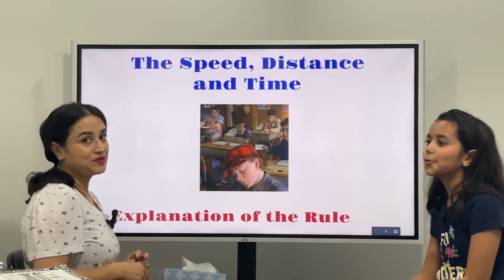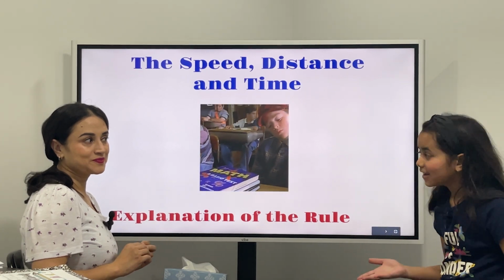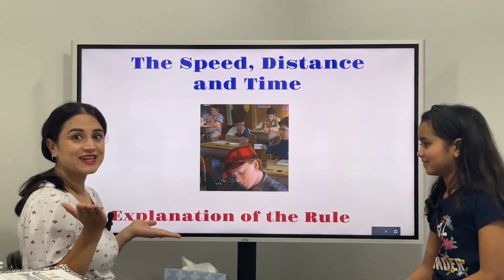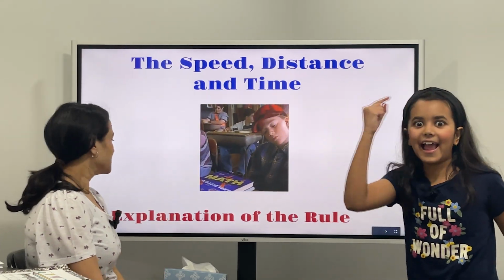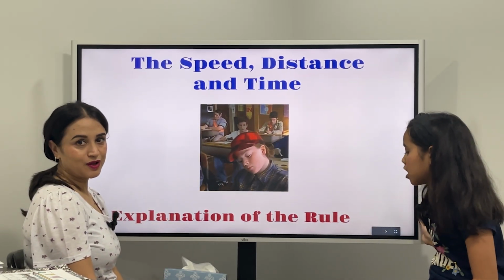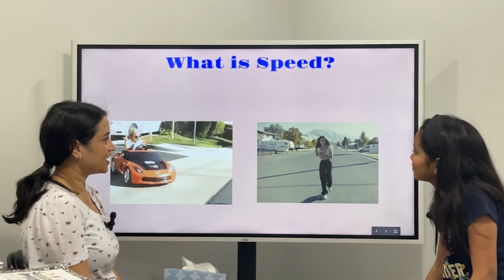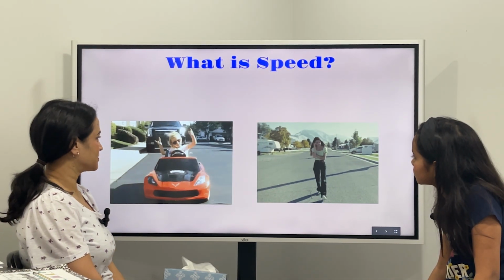In this video, we're gonna talk about speed, distance, and time. Basically about science time. So, the explanation and the rule for this. So what is speed? I see two pictures here.